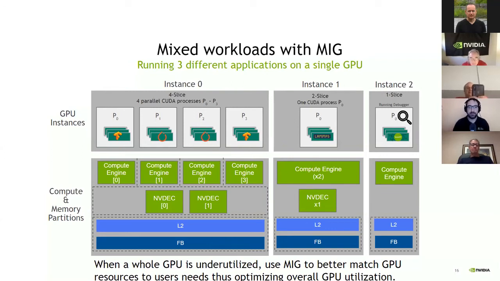Then in the middle here, we have an HPC application, LAMMPS. It needs more compute, but it doesn't really need a whole lot of memory. So that's got 1 larger MIG device. And then on the end here, we have our 3rd GPU instance. And this is just someone running a CUDA debugger to try to figure out why their kernel isn't behaving properly. And they just have the smallest MIG device.